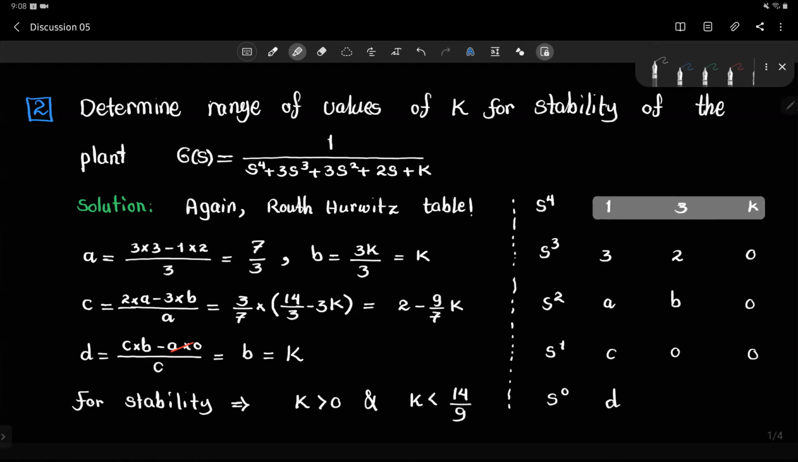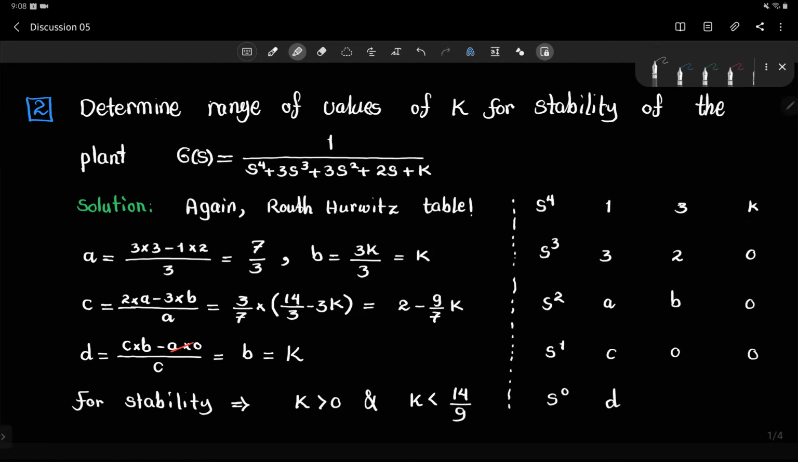It's pretty straightforward to list the coefficients. So we just fill in the table. So I'll just go over filling the table. So A is going to be equal to 3 times 3 minus 1 times 2, divided by 3. So that's just going to be equal to 7 over 3. B is equal to 3 times k minus 0, 1 times 0, divided by 3. So that is just going to be equal to k.